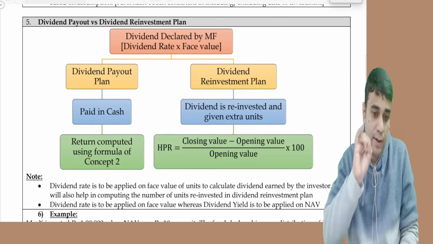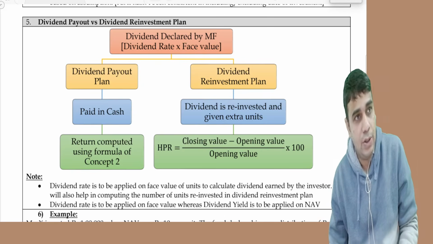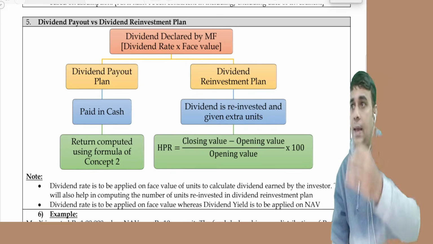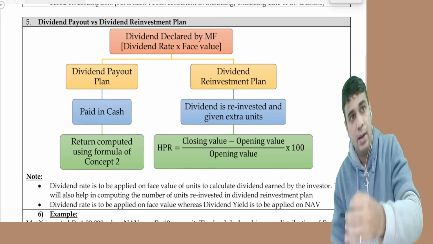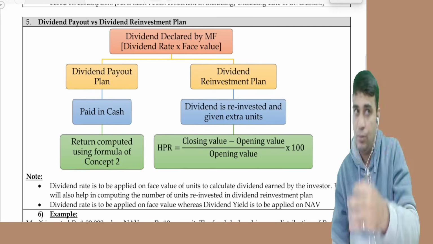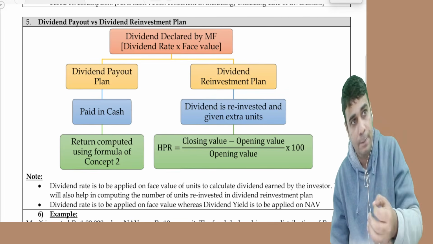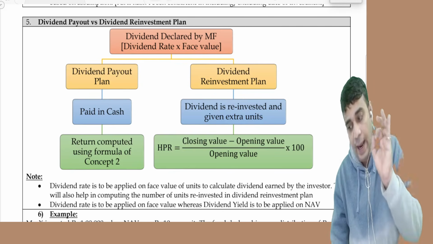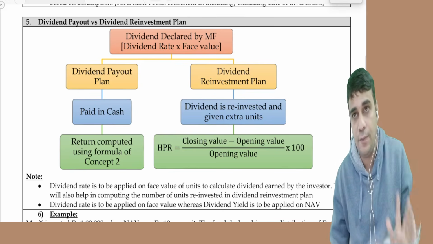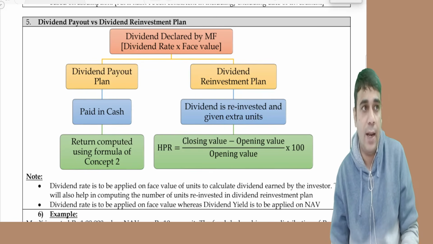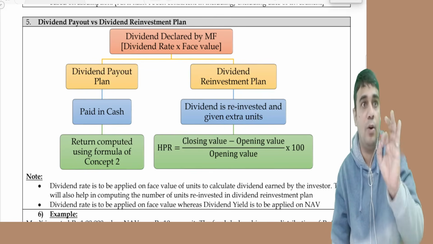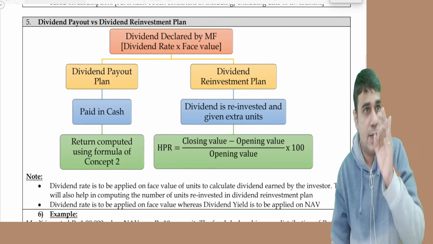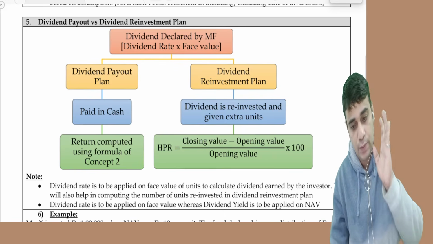Under the dividend payout plan, you pay it in cash. If you pay in cash and I want to calculate return: NAV1 minus NAV0 plus D1 plus CG1, divided by NAV0, into 12 by M or without 12 by M, depending on whether you want holding period return or annual return, into 100. This formula ignores the time value of money.